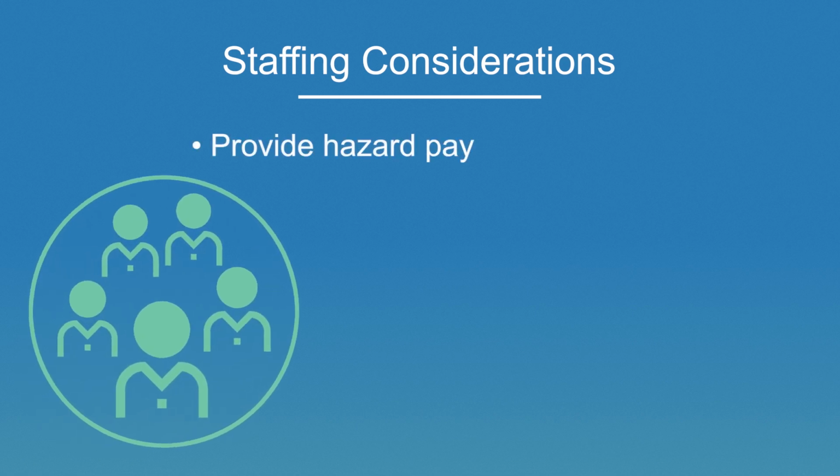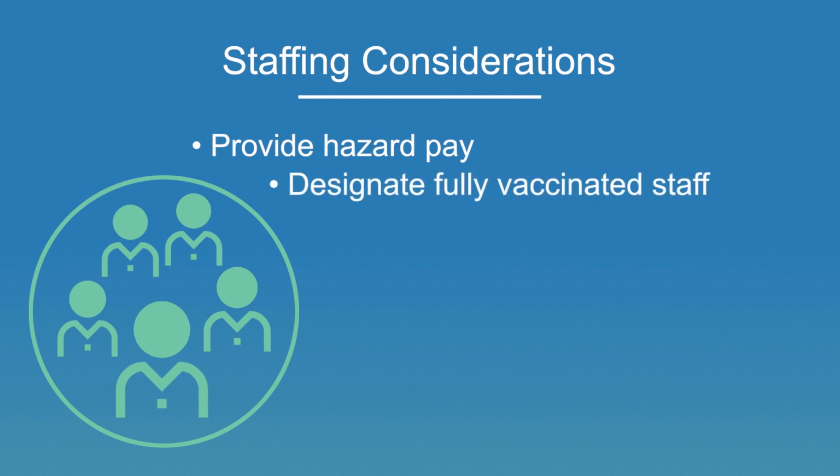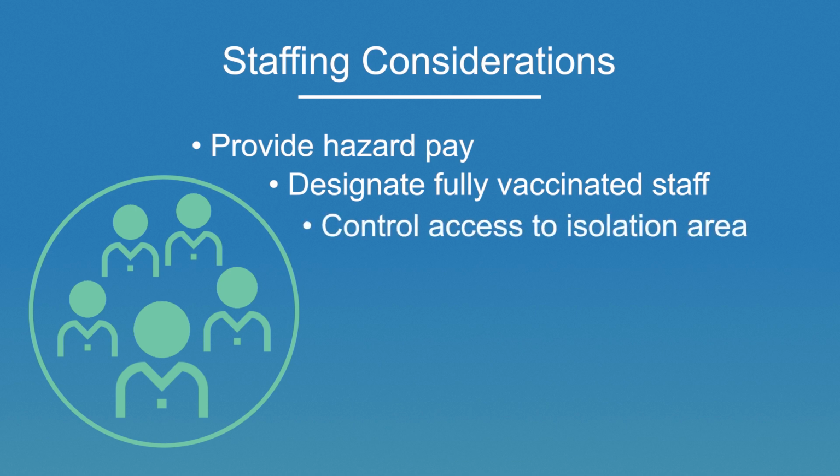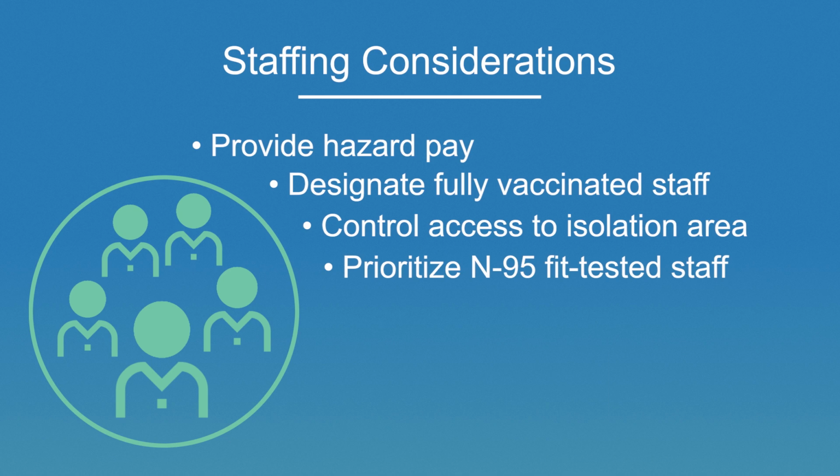Here are a few staffing considerations for any isolation in place implementation. Provide hazard pay to staff performing this critical work. Designate staff who are up to date on vaccinations to support the isolation area. Being up to date on vaccinations means they have completed their vaccination series and have been boosted if a booster is available. Allow only isolation assigned staff to enter the isolation area. Prioritize staff who are N95 fit tested for respirators to work in isolation areas.